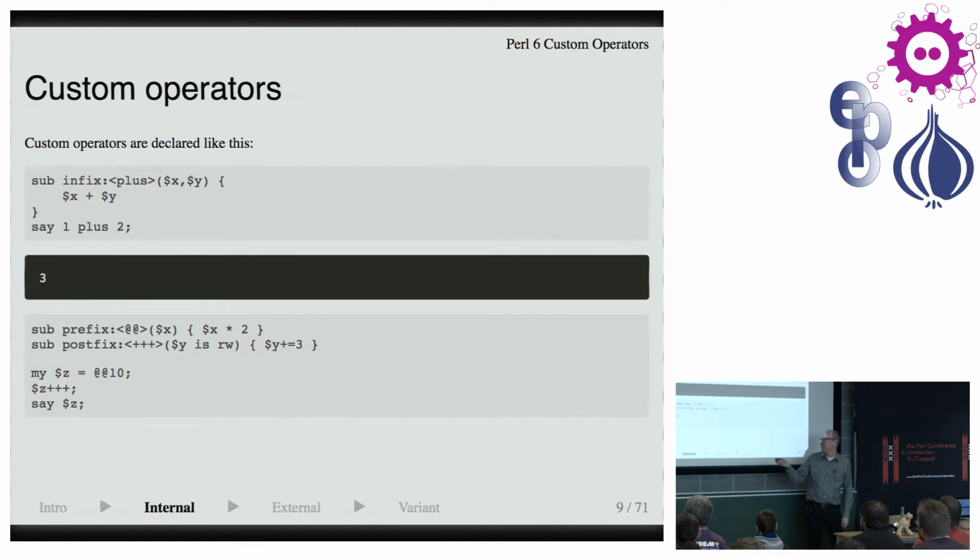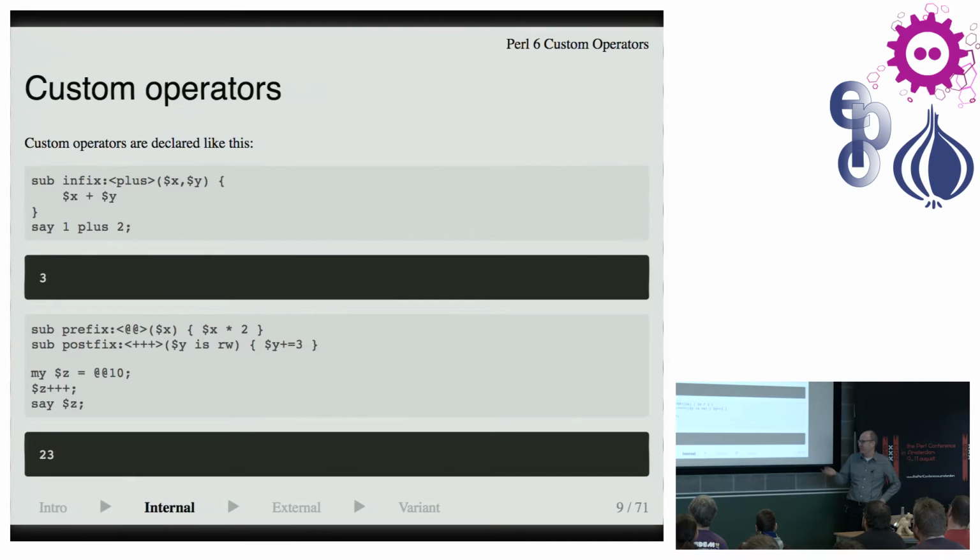Let's say you want to make a prefix operator at, or postfix operator plus plus plus, okay, which modifies the argument, then adds 3 to it. So here we have z equals at 10, and then we say z plus plus plus. So what's it going to come out to? Somebody say 23, right? So first it's multiplying by 10, multiplying by 2, and then adding 3.